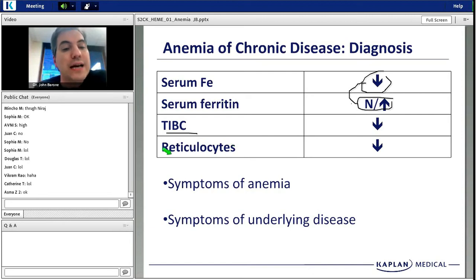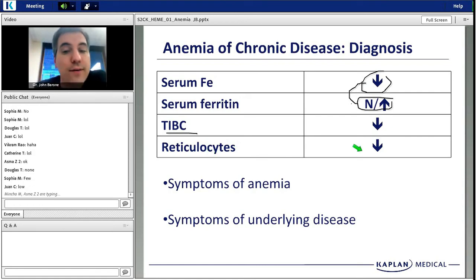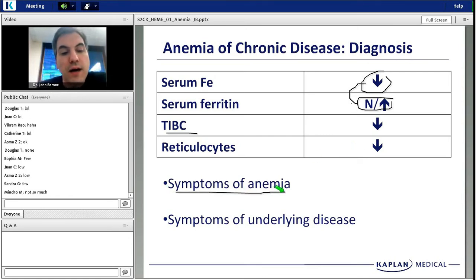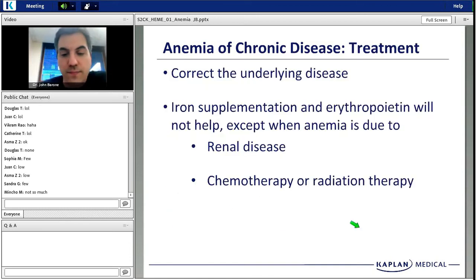How many red cells are you going to make if you're not using your iron? Not many. Reticulocyte count's low. Can't make red cells if I can't get any iron. Now, symptoms will be the same as any anemia. And of course, you'll have the symptoms of whatever disease is causing it too. All right, now treatment. Duh.